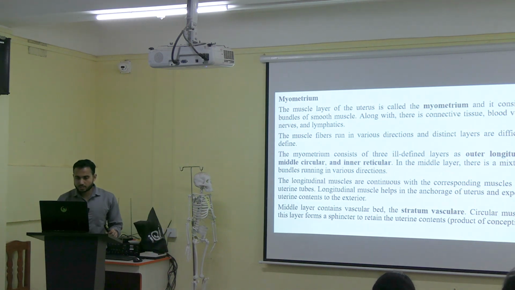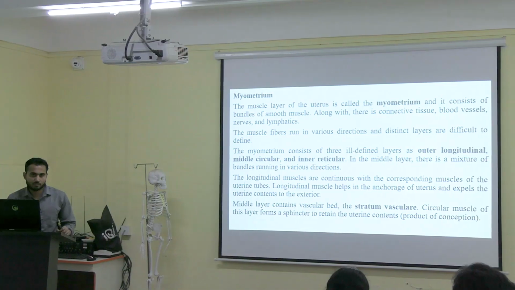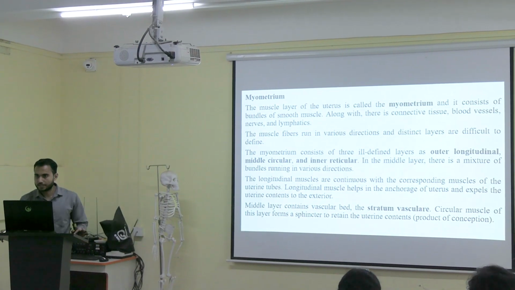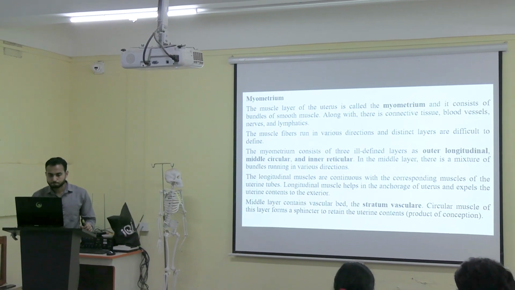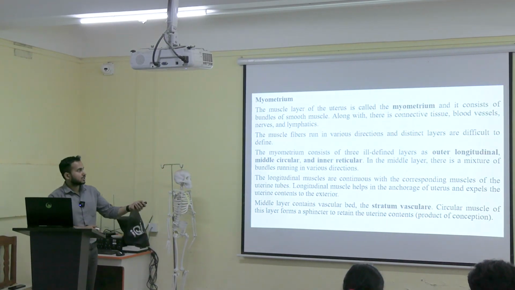Can anyone tell me the speciality of the myometrium? Myometrium means mainly the muscles are present. In the myometrium of the uterus, muscles are present. Now, only muscles are not there. Along with the muscle, blood vessels are also present in the myometrium.